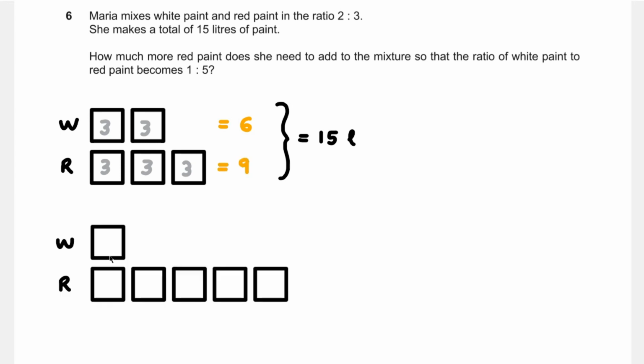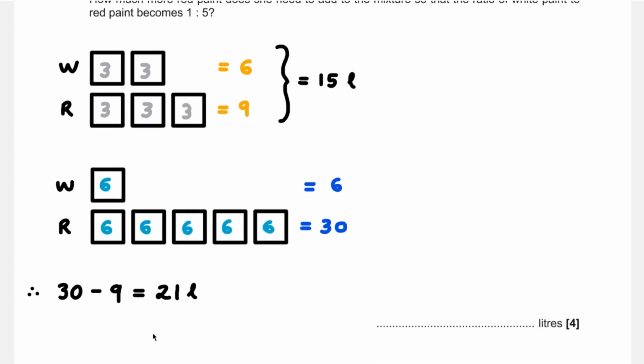Then afterwards, we've got the ratio of white to red being 1:5. Now, the white remains the same as 6. So each part here is going to be worth 6. So for red, we have 5 lots of 6, which is 30. So how much more red paint do we need? Well, that will be 30 take away 9, which is 21 litres.